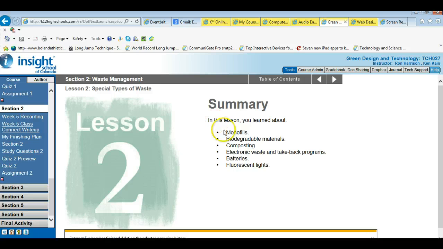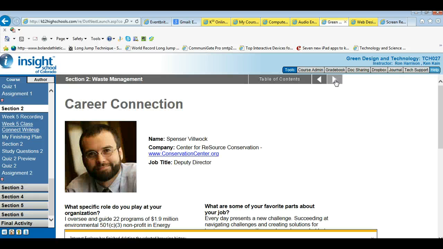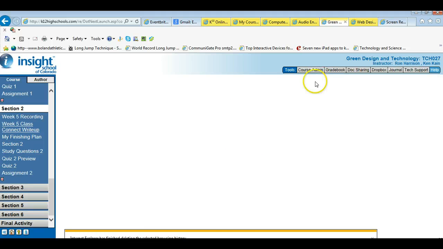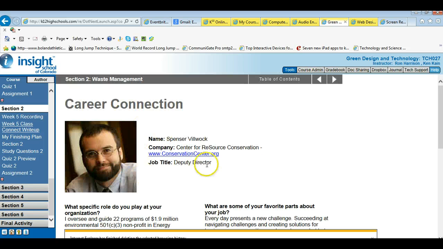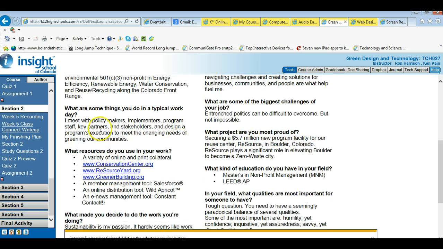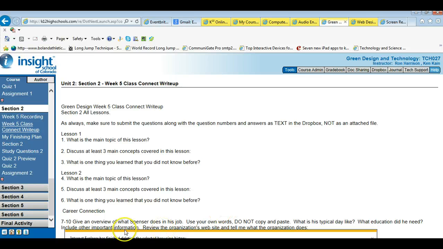So that's lesson 2, really fast. Monofills, biodegradable materials, composting, electronic waste, we talked about all those things. And last is the career connection. Part of the Class Connect write-up for the week talks about career, so find out what this guy does, what his company does, and make sure you answer that Class Connect write-up question effectively down at the bottom here. So that's all I have for you.